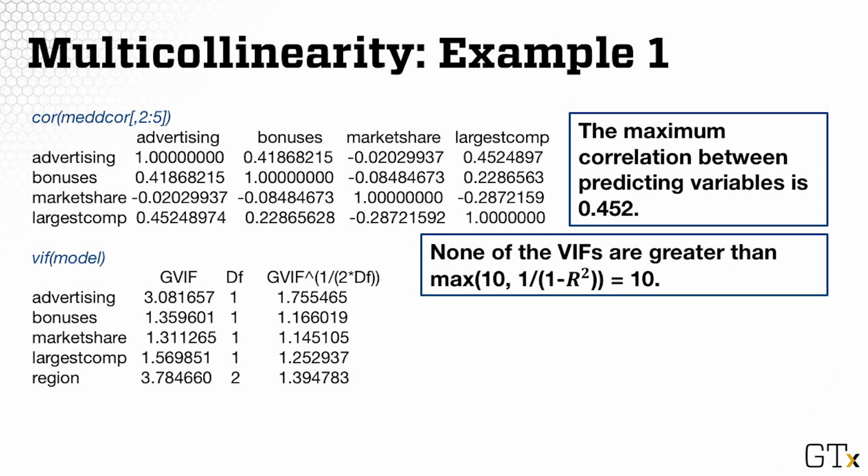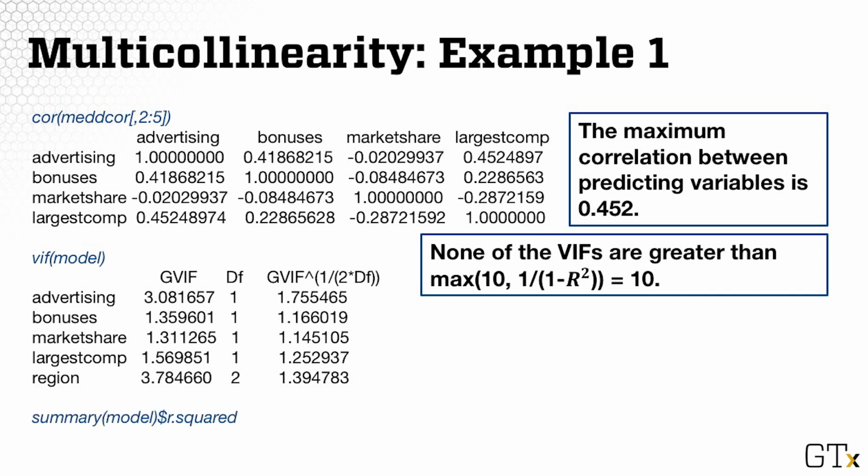If we want to compute the VIFs for each individual predictor, we can use the VIF command in R where the input is the fitted model. And what you need to focus on is the first column of values, which are the VIF values. Now we can compare the VIF values with the threshold, which is the maximum between 10 and 1 over 1 minus r squared, which is actually 10. And we can see that none of the VIF values are larger than 10, which is an indication that we don't have multicollinearity in this example.